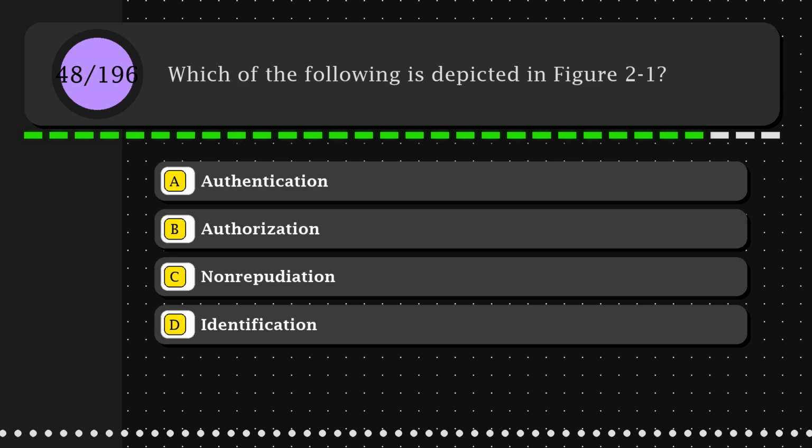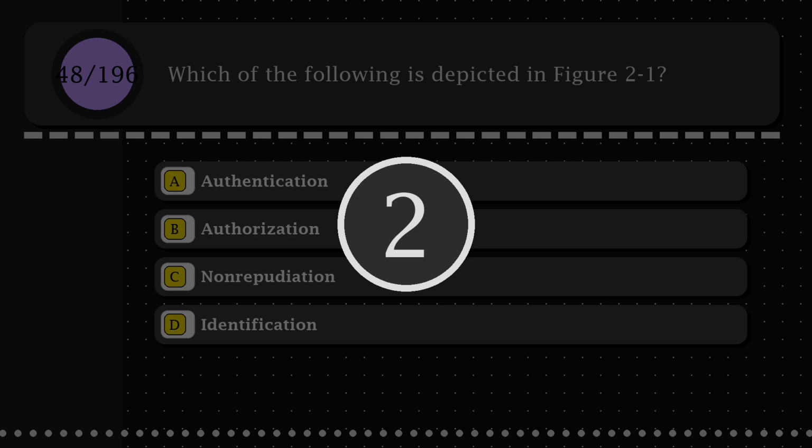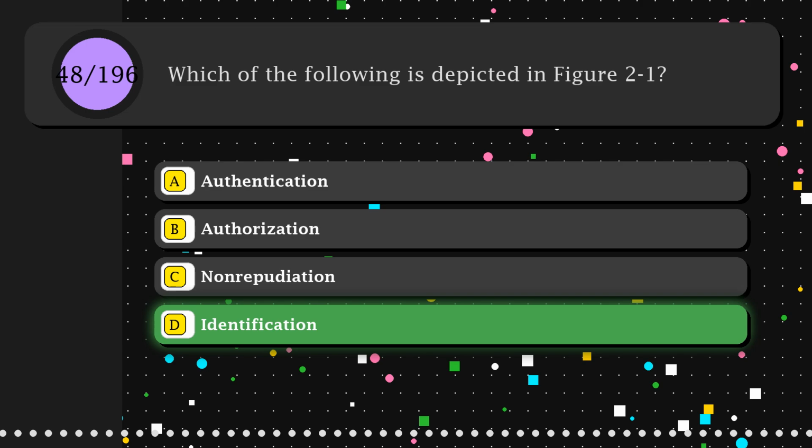Question 48. Which of the following is depicted in figure 2:1? Option A, authentication. Option B, authorization. Option C, non-repudiation. Option D, identification. The correct answer is option D, identification.